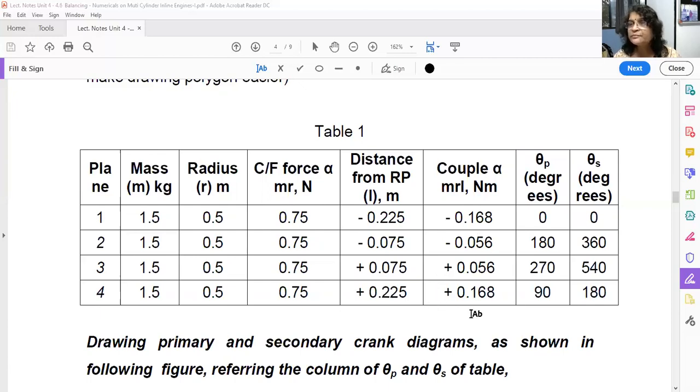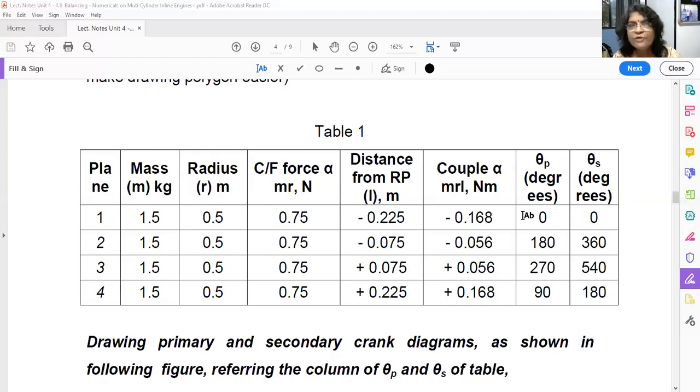Now here, in rotating unbalance, there was only one column of theta because secondary force was not existing in rotating unbalance. But as it is a reciprocating unbalance, there exists a secondary force also. So there will be two columns here. One is for the primary angle and the second is for the secondary angle. Angle is given in degrees.